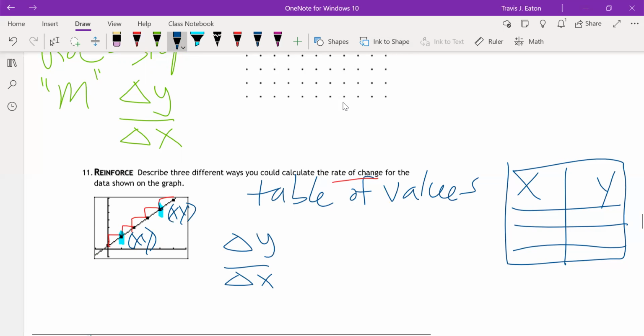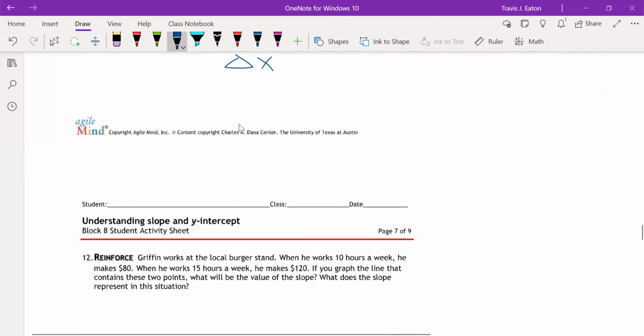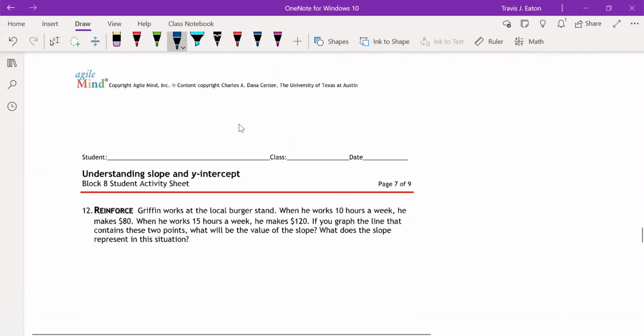All right. Well, I'm going to let you finish the rest of this up on your own. Question number 12, Griffin works at a local burger stand. He works 10 hours a week, he makes $80. He works 15 hours a week, he makes $120. If you graph the line that contains these 2 points, what will be the value of the slope? And what does the slope represent in this situation? The rate of change, slope, change in Y, change in X.